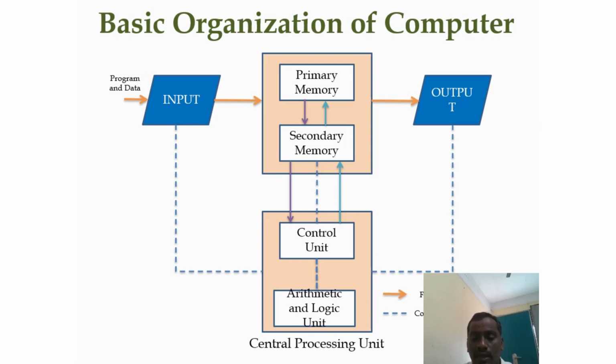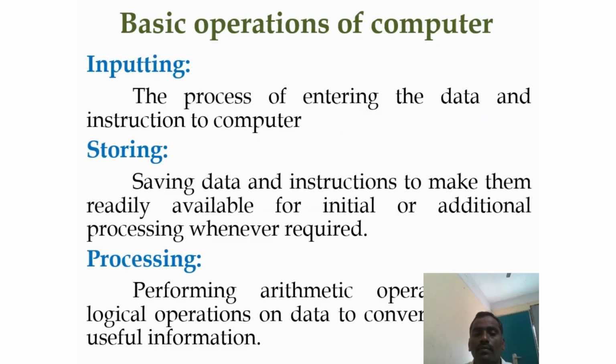Here the central processing unit will be the arithmetic and logical unit and the control unit. The control unit will control the entire flow, from taking the input up to displaying the output. This is the basic structure of the computer. Next, there are some basic operations on the computer.